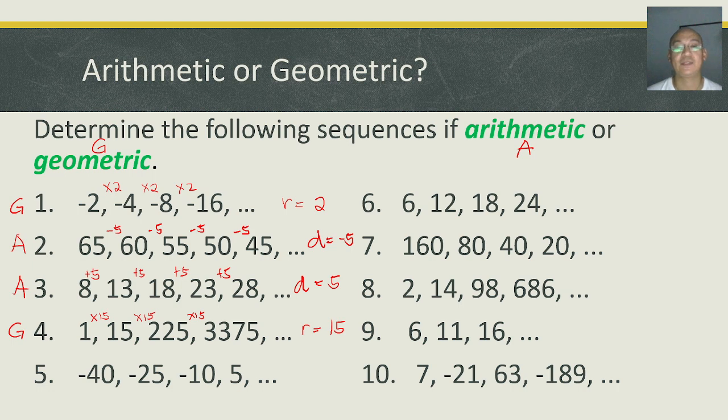Number 5: negative 40, negative 25, negative 10, positive 5. Notice that we are adding 15 in each and every term. Then we have this common difference, as we are adding, which is positive 15. Therefore, the sequence is an arithmetic sequence.